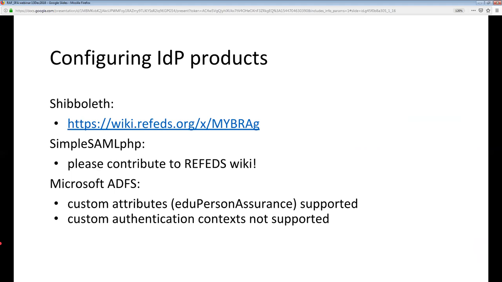For the third popular SAML implementation, which is Microsoft ADFS, we found that it is possible to configure it to use the REFEDS Assurance framework, because it is basically just an extra attribute, an assurance attribute, that needs to be populated for the accounts in the ADFS IDP. But the authentication profiles are difficult and currently not supported because they require custom authentication context classes.